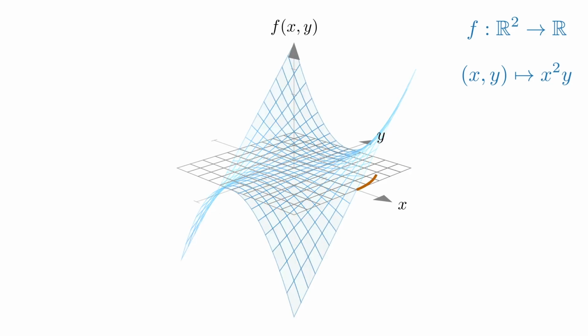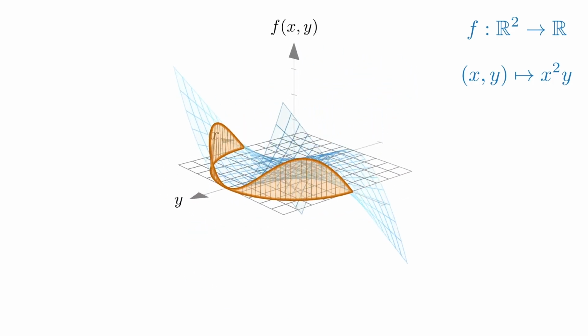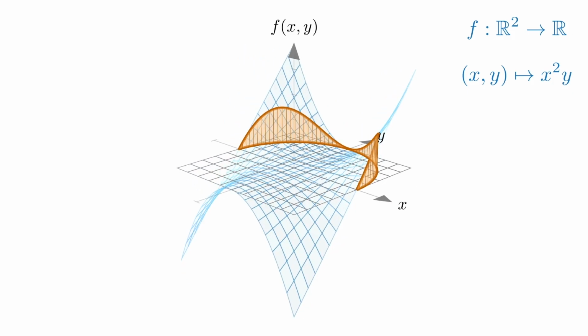Now we look at a curve in the plane. Here the curve is the upper half of the unit circle. At first the curve lies in the xy plane, then we apply the function f to it, and this lifts it up onto the surface. And once we do that, the geometric object we care about becomes visible. It is this orange curtain between the curve in the plane and the lifted curve on the surface. Our goal is to compute the area of that orange curtain.